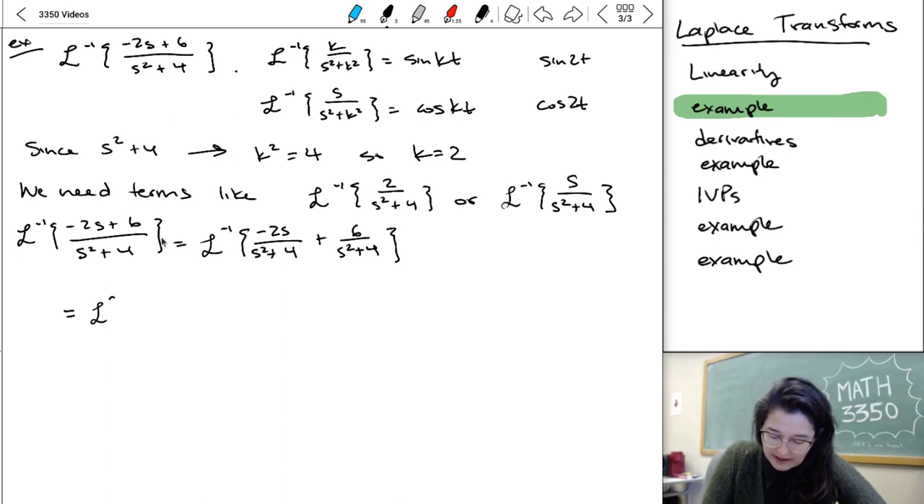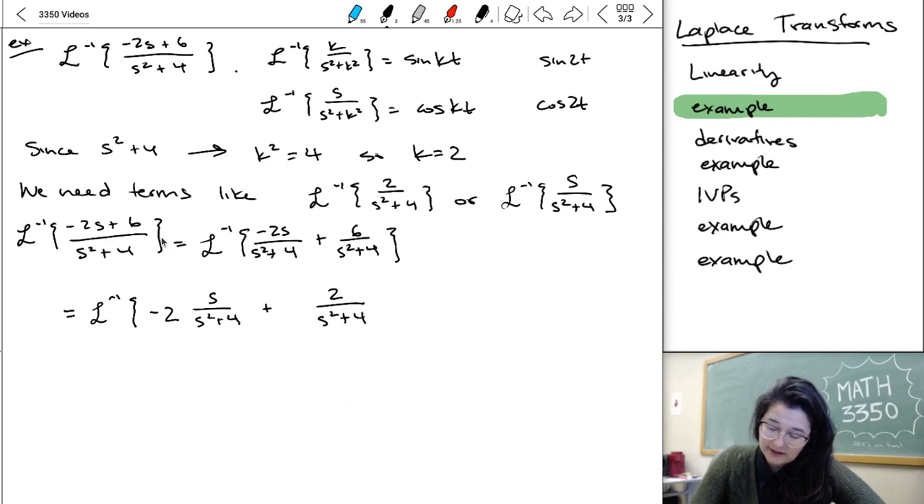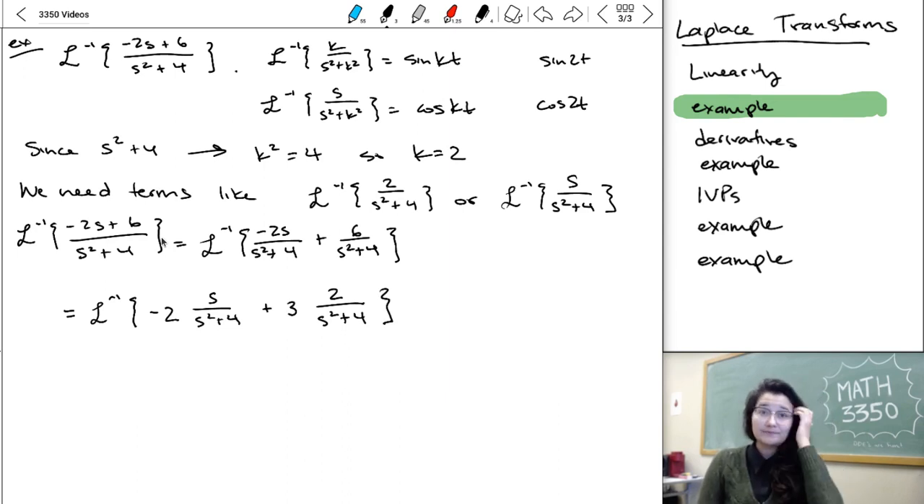This is kind of close to what I need, except that I'd really like to have s by itself on top instead of minus 2s. So I'll just move that minus 2 out front. And then to use this inverse Laplace, I need to have 2 on top, not 6. But I note that 3 times 2 is 6, so I can just move this 3 over to the side. If you were simplifying, you could distribute it over and it looks exactly the same as above.